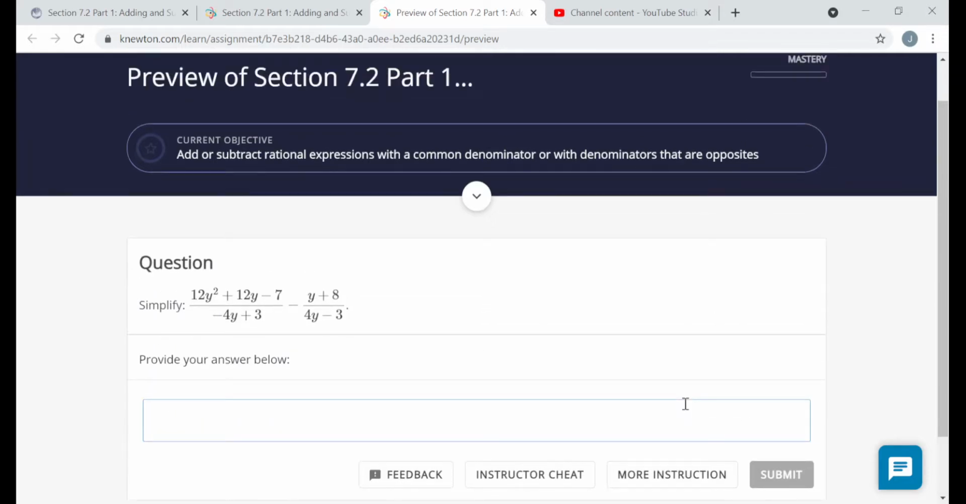So every question in this video will be on the objective add or subtract rational expressions, fractions, with a common denominator or with denominators that are opposites. So they're the same denominator, but just times -1. One denominator will just be the opposite of the other. And that's what we have here. So again, I'm going to write this out, talk about the steps I'll be going through, and we'll complete the problem.